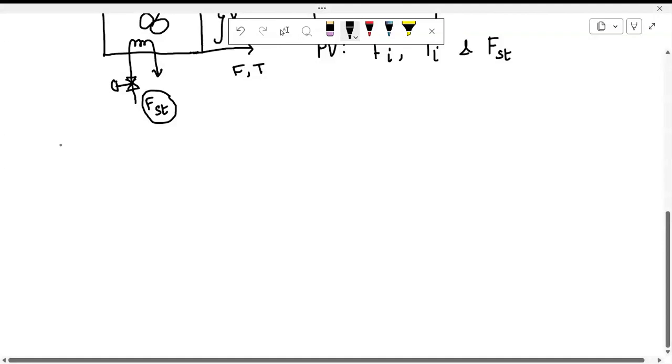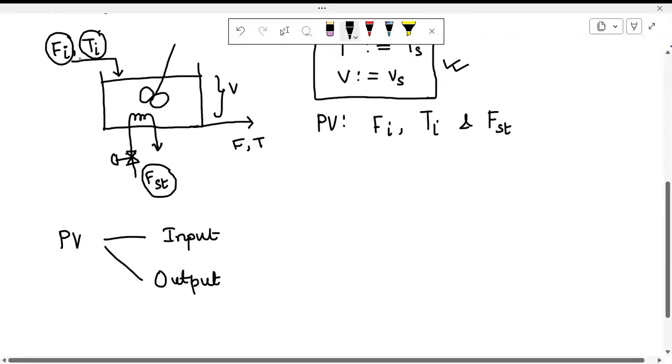So, broadly, if we want to classify process variables, we can classify them as input variables and as output variables. So from this CSTR process, you can obviously understand that Fi, Ti, Fst fall under the category of input variables, whereas the output variables are F, T, and V. So V is an outcome of how the input variables behave and maintain the liquid level. So V is an output variable.